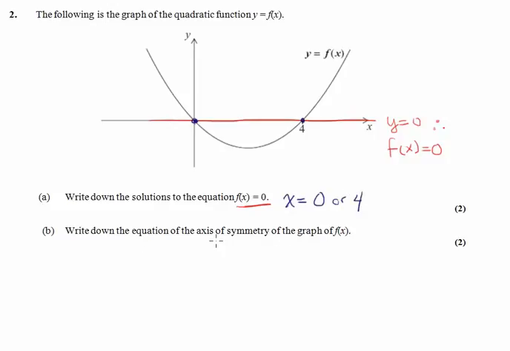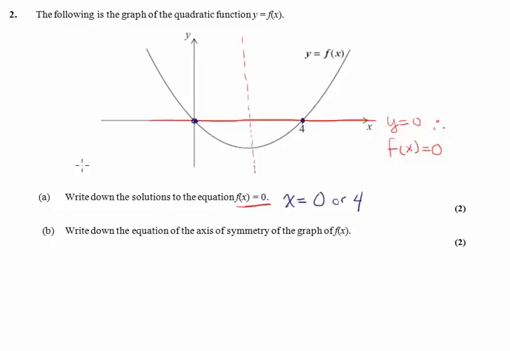And then they say that they want you to write the axis, or the equation for the axis of symmetry. And the axis of symmetry, we know, would split the quadratic in half. So we should be coming straight down the middle.